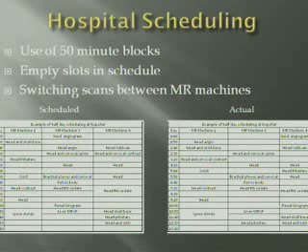Another thing I noticed was there was a lot of switching of scans between the MR machines. For example, if you look at MR machine 3, the first one, the neck angiogram, started off on machine 3 and the actual thing ended up on machine 4. They're not very sure of why this may occur, but that's an important note to take.